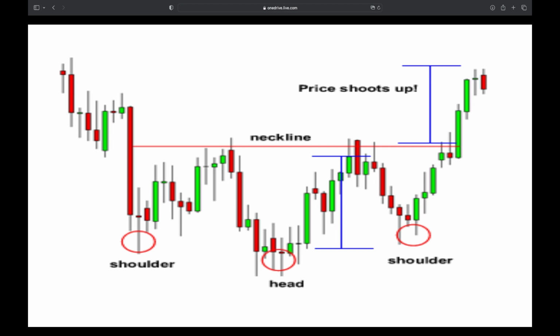This is an inverted head and shoulder pattern. It's just in the opposite direction. You have your shoulder, you have your head, you have your shoulder. It breaks the neckline and goes on an uptrend.